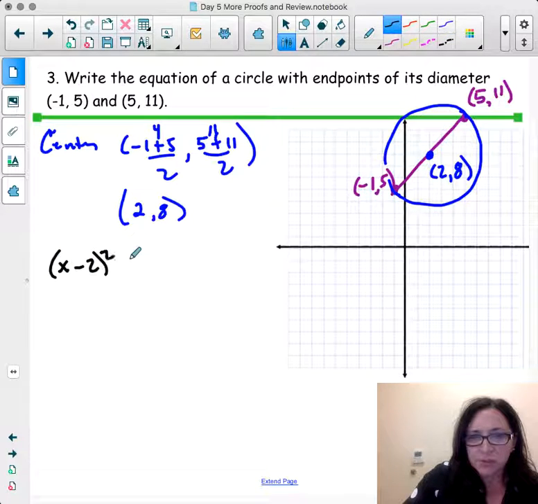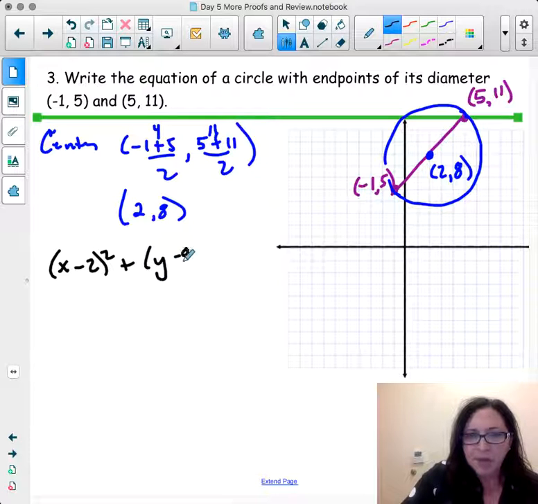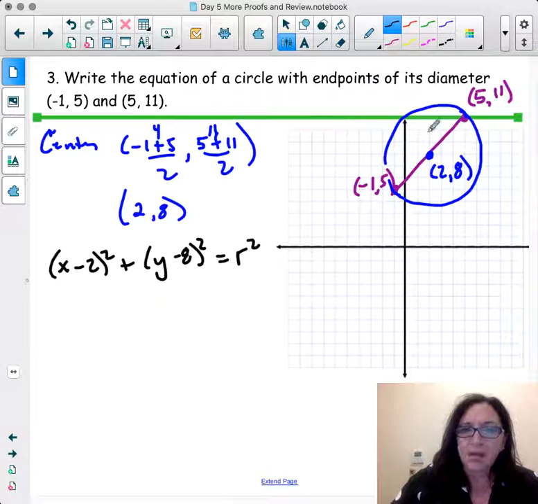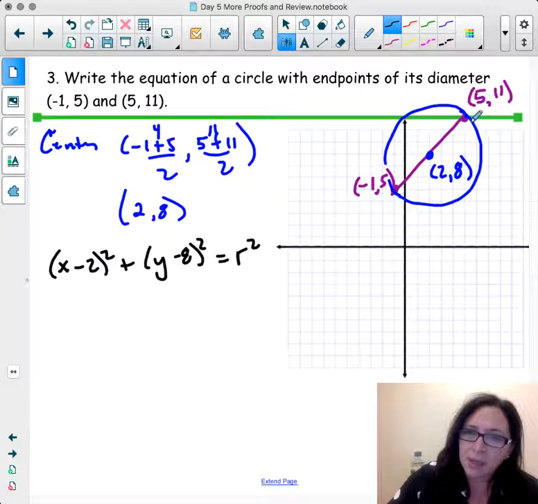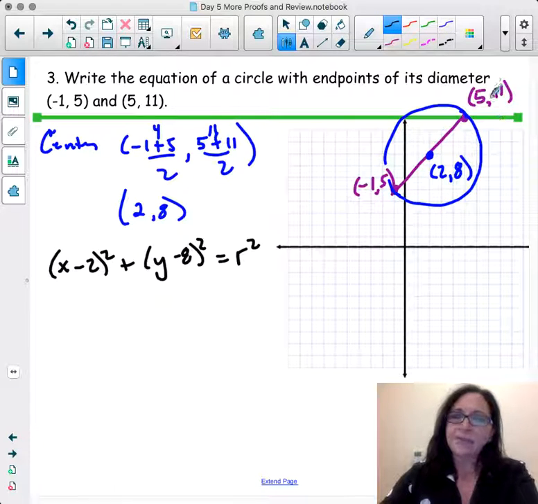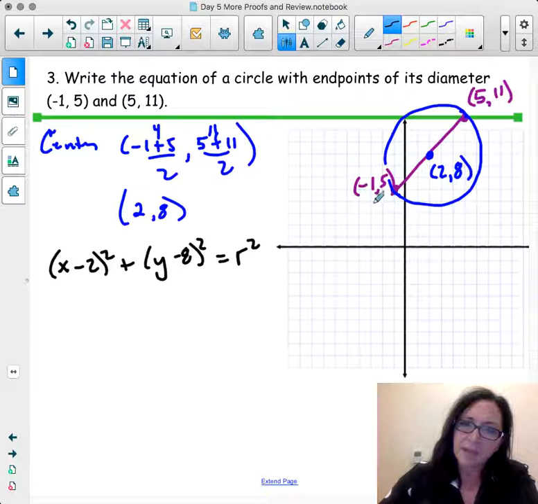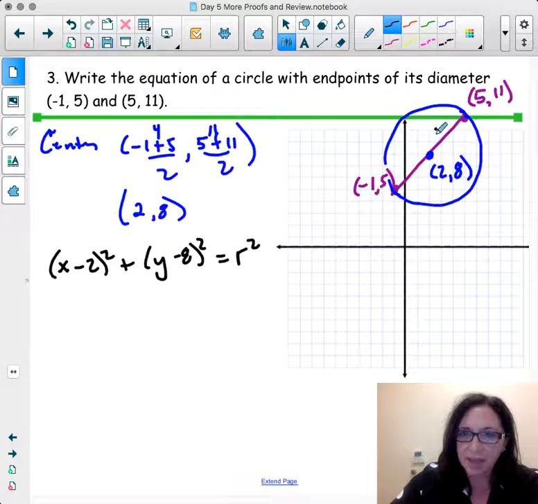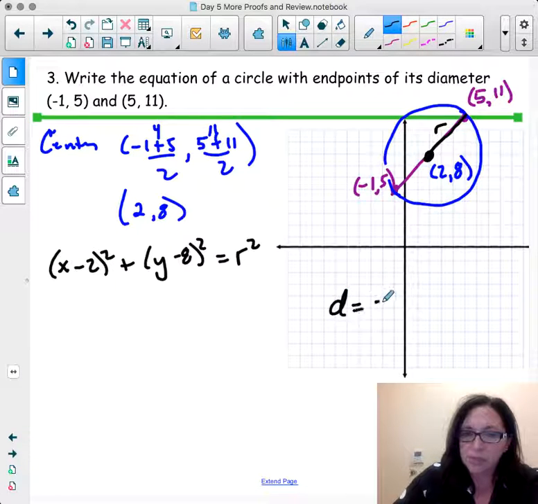So that means that once I start writing my equation, I can start going x minus 2 quantity squared plus y minus 8 quantity squared equals my radius squared. So in order to find my radius, I need to find the distance between here and here. Now, I have a choice. I can find the distance between (5, 11) and (-1, 5), get that number and divide by 2. Or I can just find my distance between these 2 points. So I'm going to choose this radius from here to here. So we're going to find that distance, which is my radius.